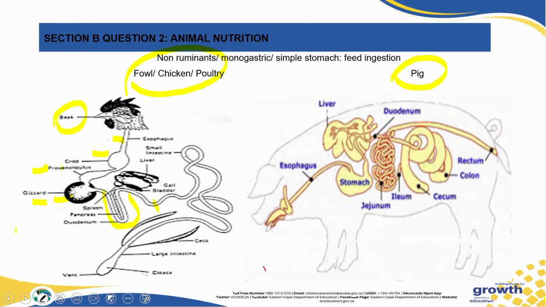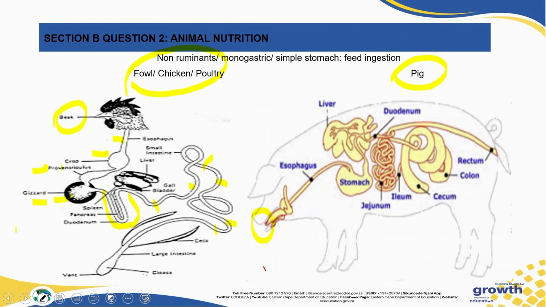And then food moves from the gizzard to the small intestine. This is the small intestine. All this part is the small intestine. Let us stop here for a fowl, and then let me move to a pig, as we are still talking of the non-ruminants, the monogastric animals with a simple stomach.